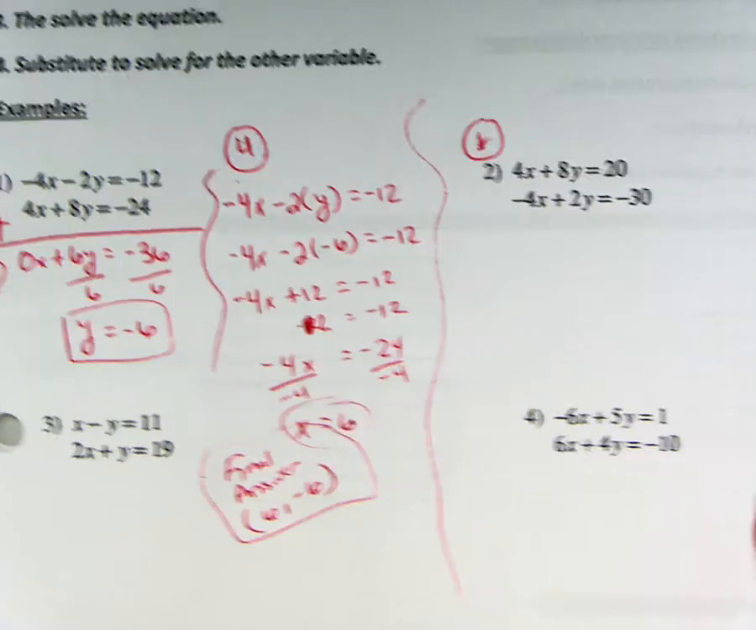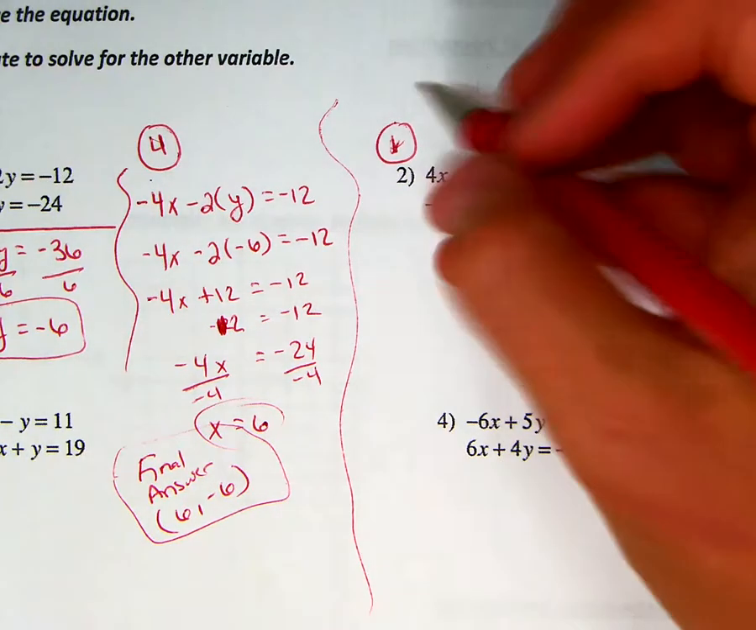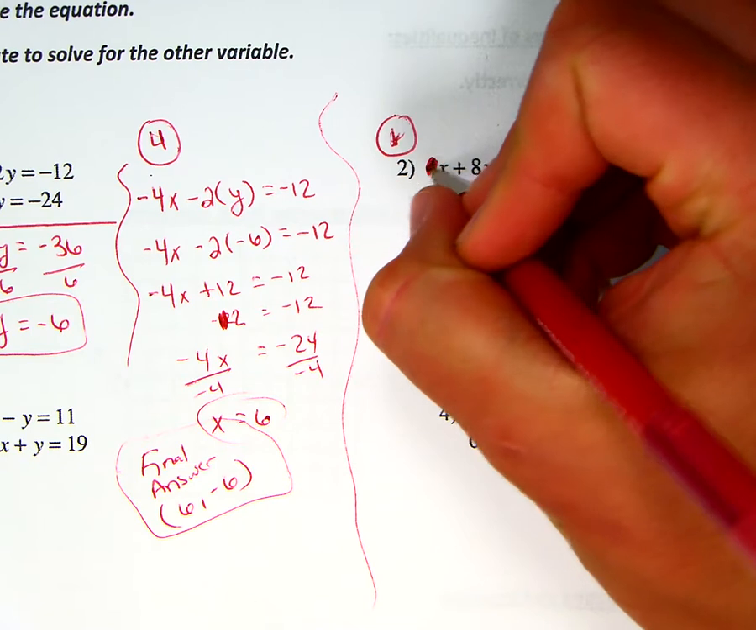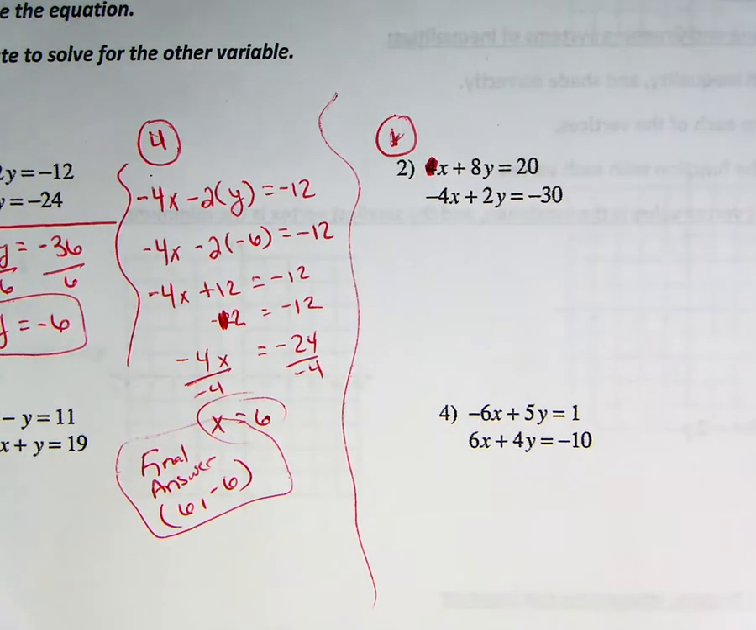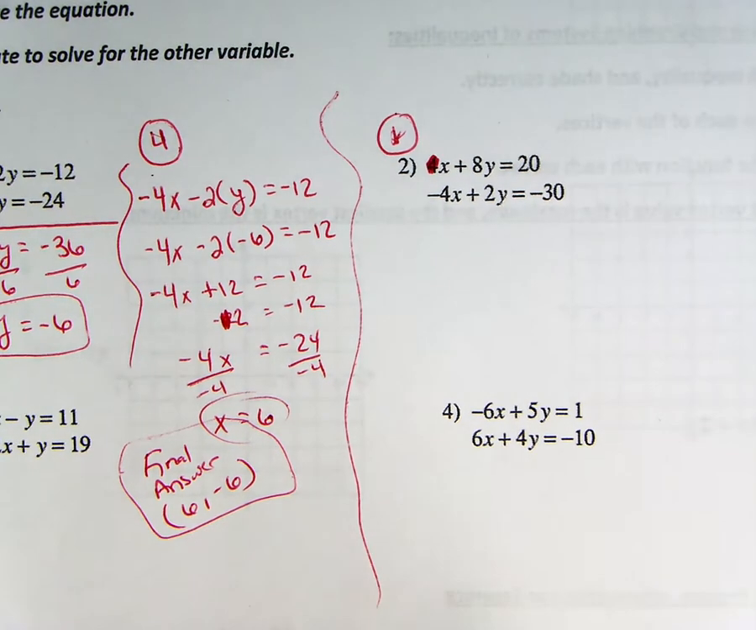Good. So the last one now, I'm going to change it around a little bit. We're going to get rid of this 4. This 4 is gone now. So the 4 is gone from that equation. So you have x plus 8y equals 20 and negative 4x plus 2y equals negative 30.